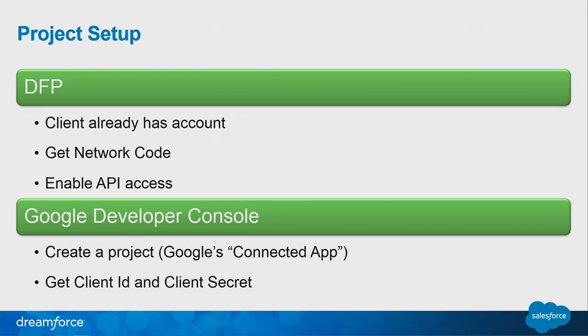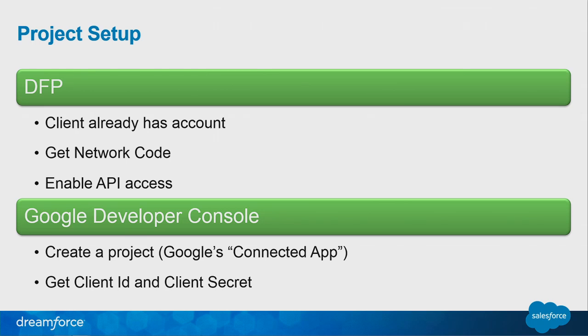So to set up the project, we're going to assume that the client already has a DFP account. All we need is for them to provide or give us access to get the network code. It's a few digits number that we'll need for authentication later on. We also have to ask them to enable the API access for the account.